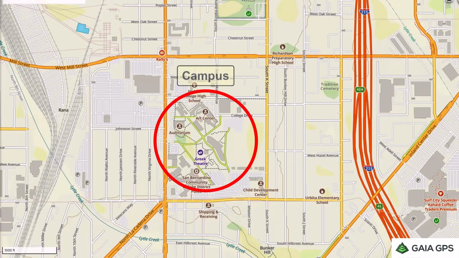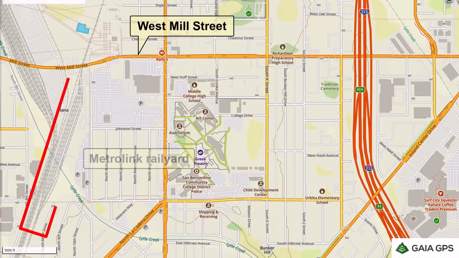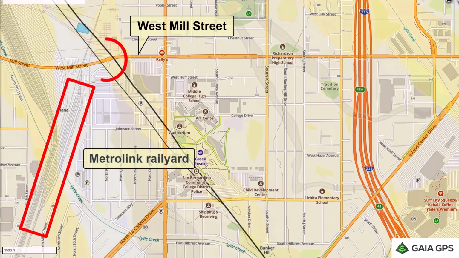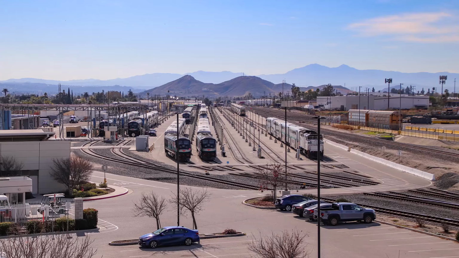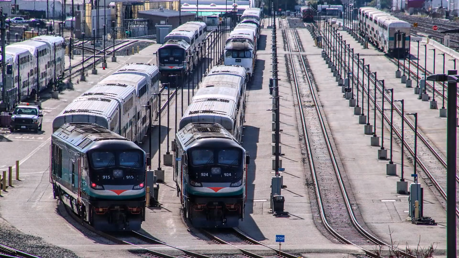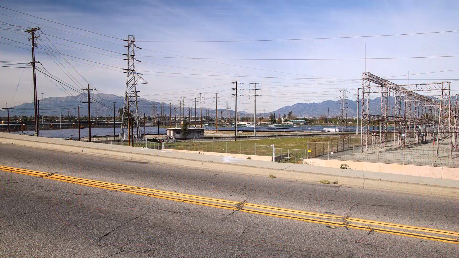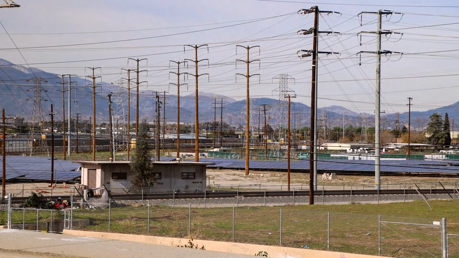Incidentally, just north of the campus, where Mill Street crosses many railroad tracks over a bridge, the fault passes nearby, which is where Metrolink, Southern California's regional rail service, stores many of its trains. Across Mill Street, this is the view looking back to where we started our tour. Here's that low spot in the ridgeline we saw next to Interstate 15, created by the fault.